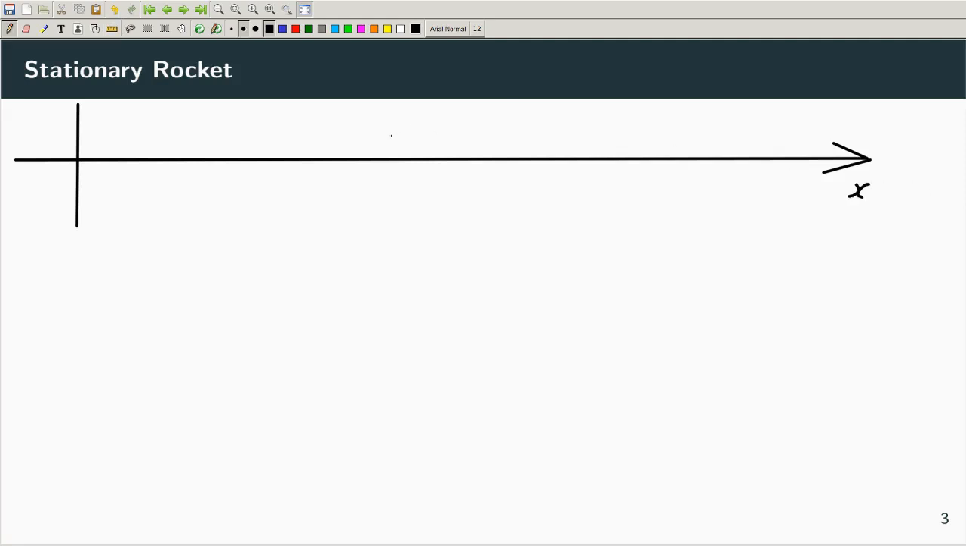This is our abstracted rocket, and it spits out a mass dm at some time, with some velocity. Call that the origin, and that will be in the positive direction.